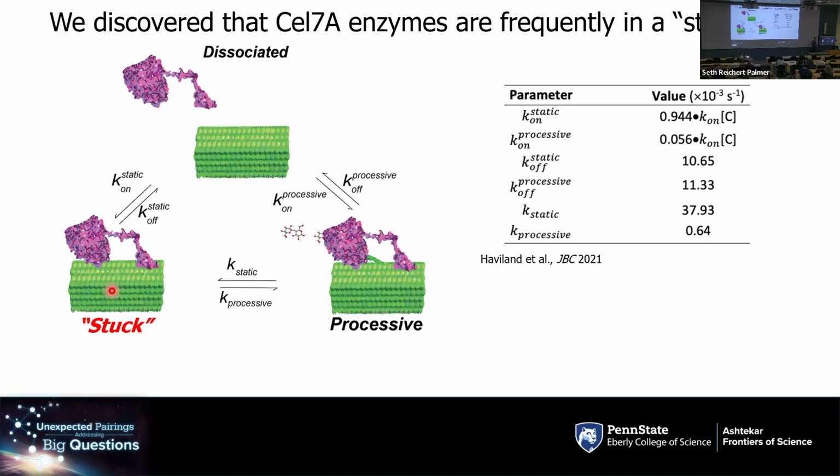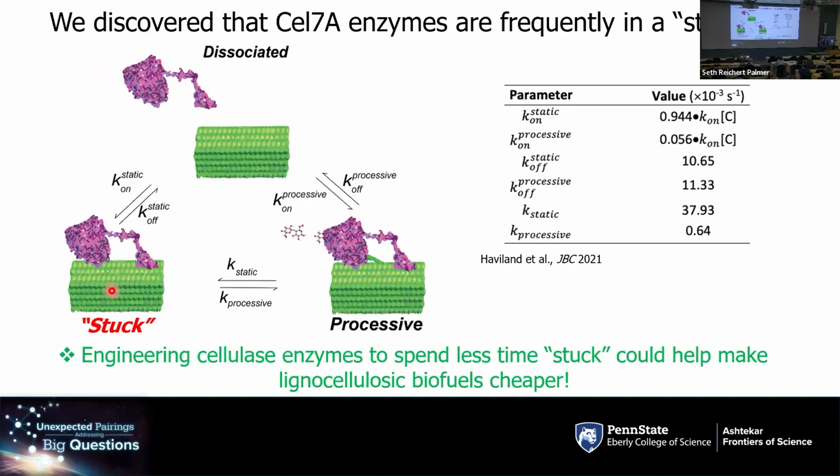That means that about 90% of any enzyme that we add doesn't seem to be doing a whole lot to degrade the cellulose. So we're currently doing some experiments to see if we can engineer these enzymes to spend less time in this stuck state. And that in turn could increase the efficiency of that enzyme to degrade cellulose, therefore making the cost of lignocellulosic biofuels cheaper and more competitive with fossil fuels and other forms of biofuels.